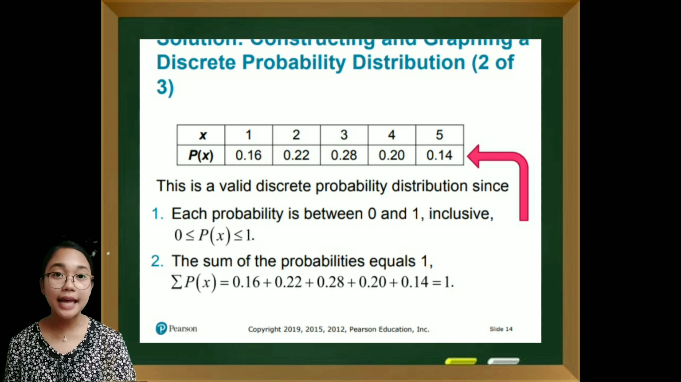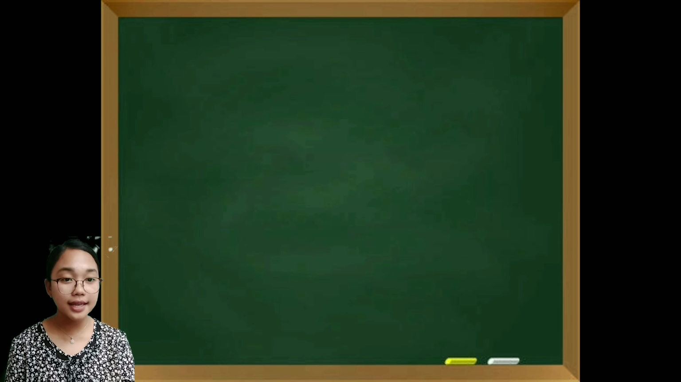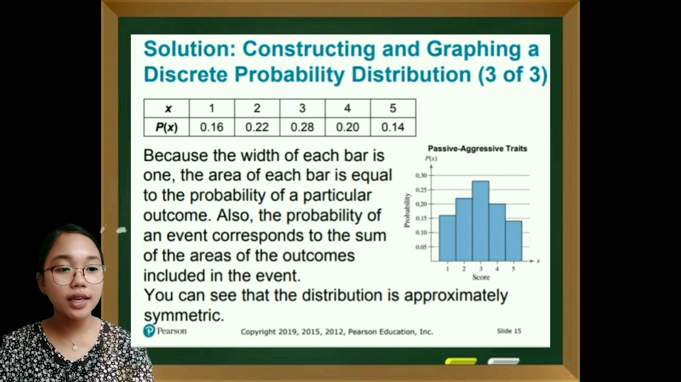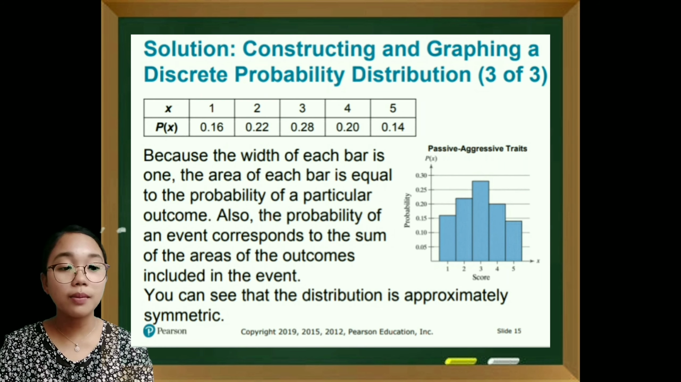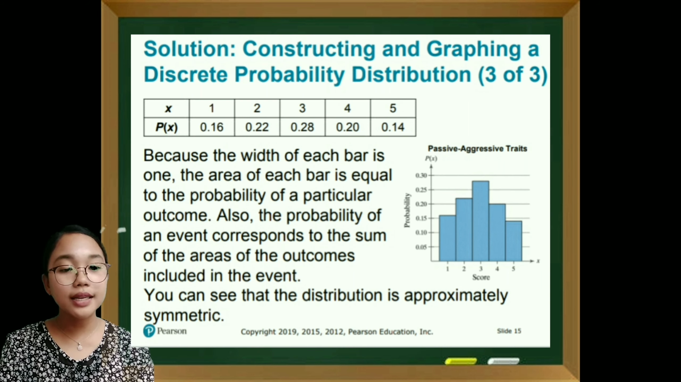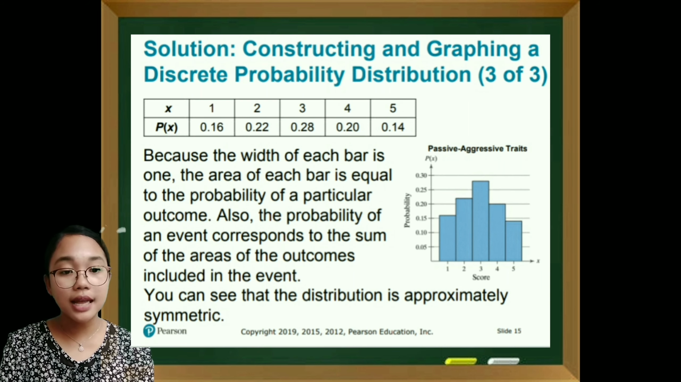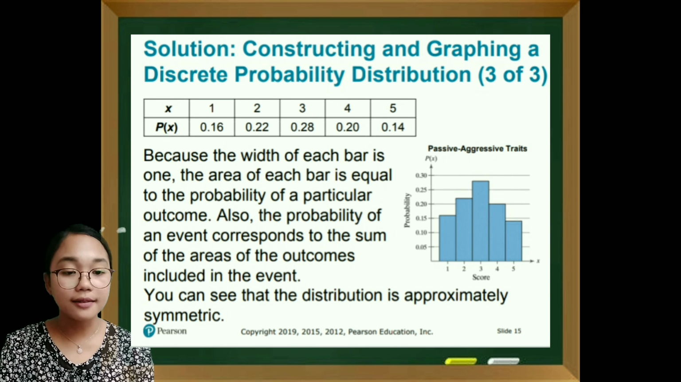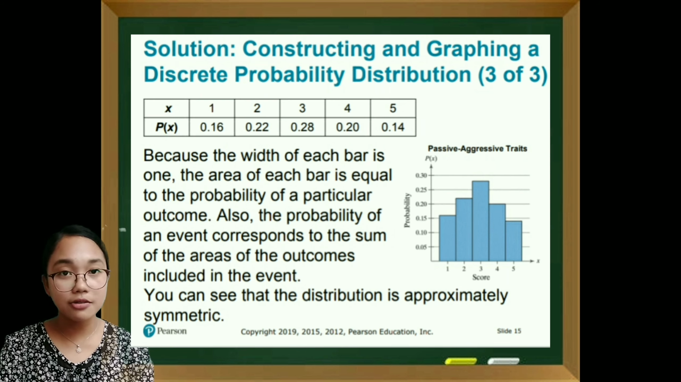Since the problem is asking us to graph the distribution using a histogram, we have this. Because the width of each bar is 1, the area of each bar is equal to the probability of a particular outcome. Also, the probability of an event corresponds to the sum of the areas of the outcomes included in the event. You can see that the distribution is approximately symmetric.